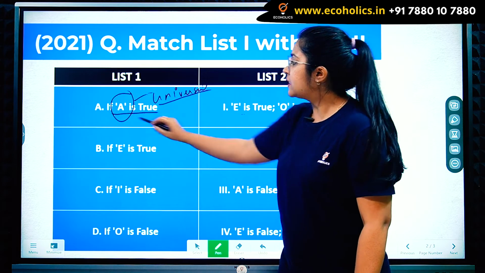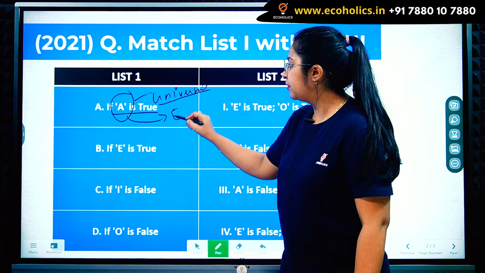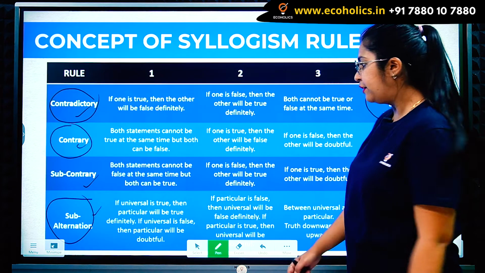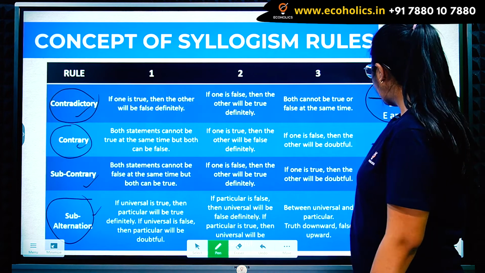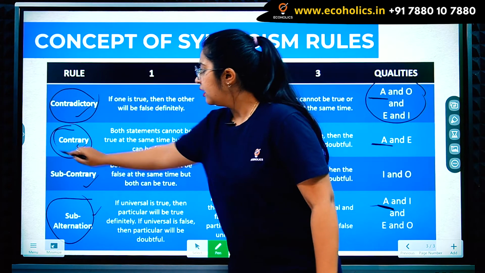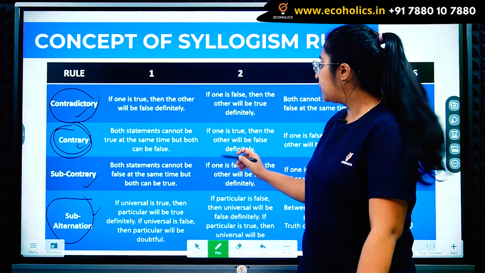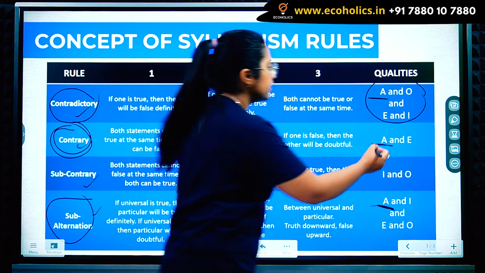So either it's going to be with E, okay? E type statements, which is universally negative, okay? Wherein we can say, in the contrary type of statements, what happens? It is between the universal statements.